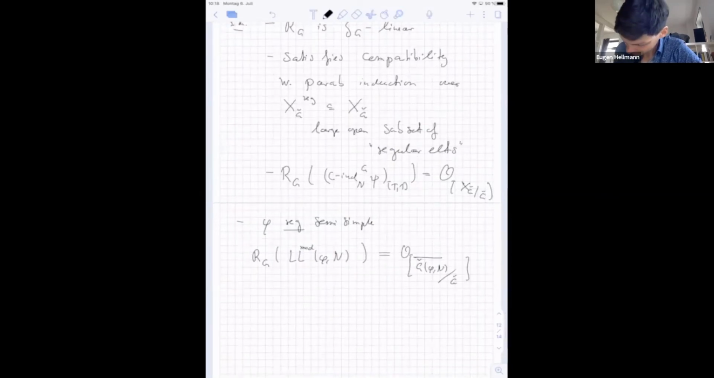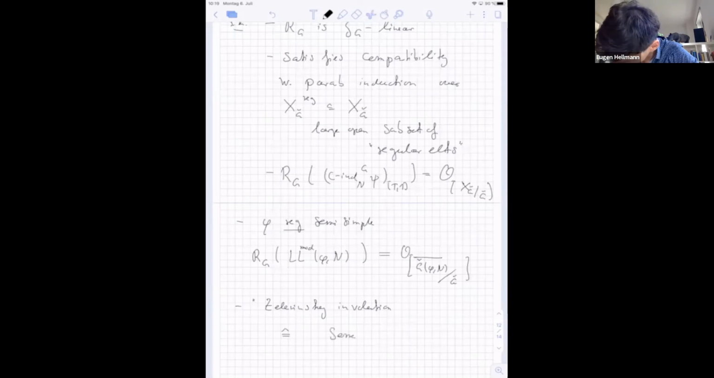And then let me put this into quotation marks because I don't want to give the precise formulation. You have some kind of compatibilities with dualities, namely on the side of Hecke modules, you have the Zelevinsky involution, and this corresponds to kind of the Serre dual, up to a small modification.